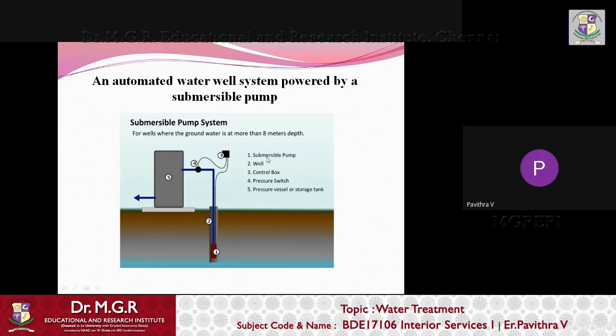In that, there is a submersible pump immersed inside the well, and there is a control box and the pressure switch, and a pressure vessel or a storage tank will be provided. So the submersible pump will be fed inside the well, and after that by means of the control box we are going to switch on the pump, and the submersible pump will start up and lift the water upwards, and then we are going to store it in the different storage tanks.